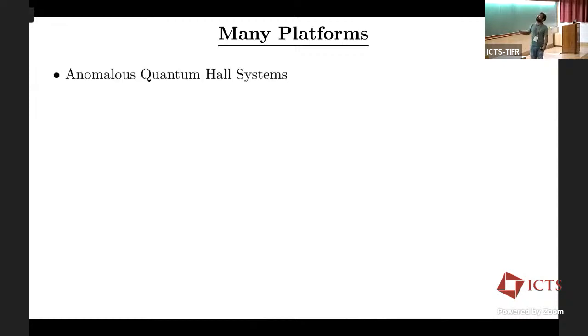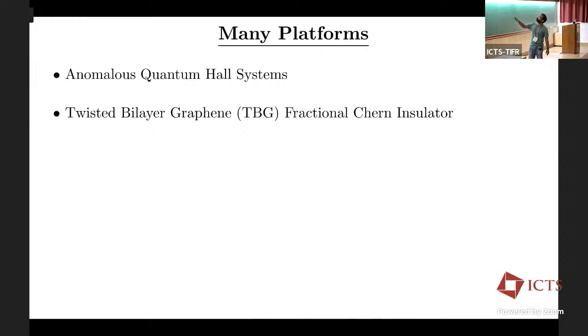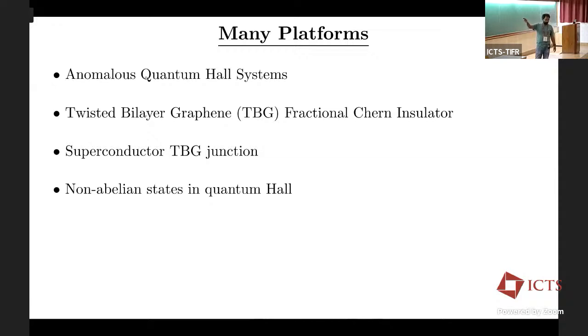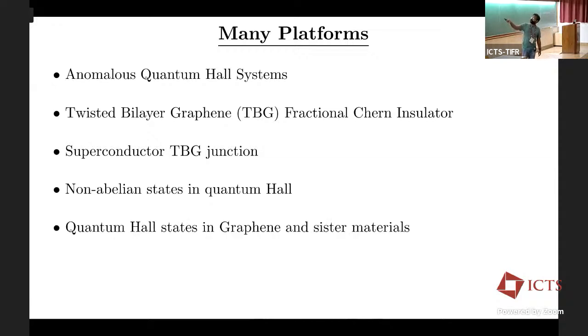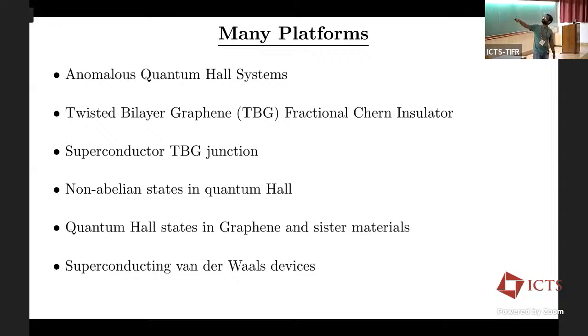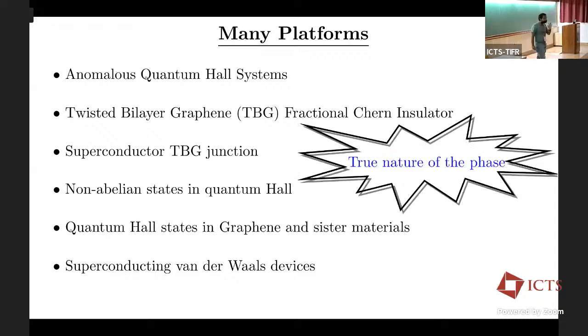As I said, there are many, many platforms: anomalous quantum Hall, twisted bilayer graphene with fractional Chern insulators, superconductor-TBG junctions, non-abelian states in quantum Hall. I'm going to tell you a little bit about quantum Hall in graphene, not just the 2D electron gas, and superconducting van der Waals systems. These are all kinds of devices people want to use for quantum computing. You can see that quantum Hall and Chern insulators show up in a few places. So if you want to use them, it's better to know what you are using. Not only better, we have to know, and it's better to nail down the true nature of the phase that we're going to use. This is just to tell you why it is important.